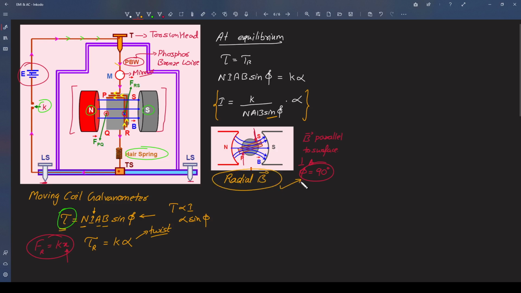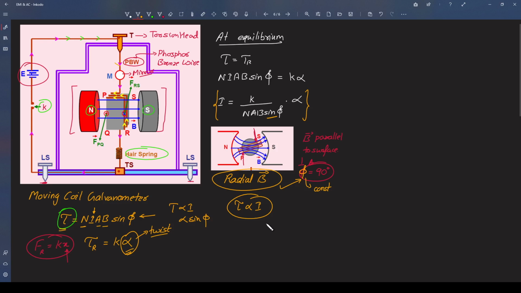What is the use of this? You can see here, the phi value is now always 90 degrees. So phi is constant. That means now the torque depends only on current. If there is current, there will be a torque. If there is no current, there won't be any torque. If there is a torque, there will be a twist in the coil. Otherwise, there won't be any twist. If there is a twist in the coil, there will be a value of alpha. Otherwise, alpha will be 0. So that is how this radial magnetic field helps us.